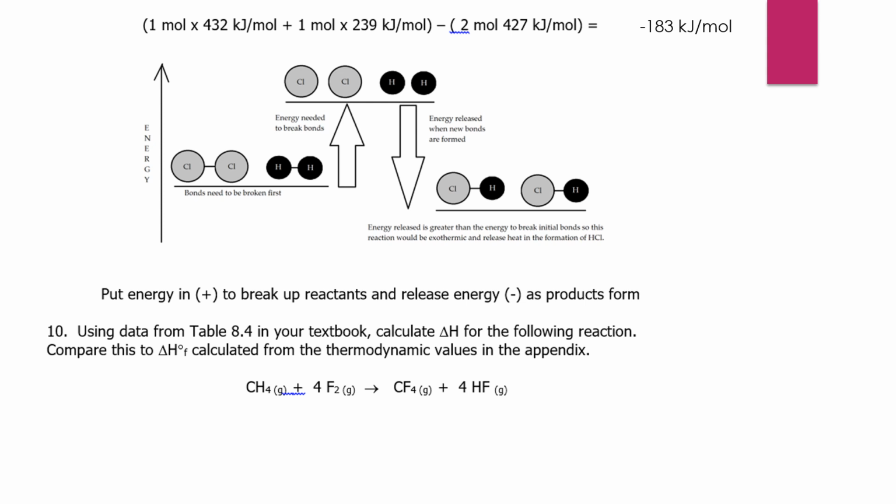So in this reaction down here, I'd have the reactants minus the products, and then I would get the energy for that entire reaction. Okay? Would I have to do anything to the values I pull off the table for that reaction? Heck to the yeah. I have to multiply the fluorine by 4 and the HF by 4, don't I?